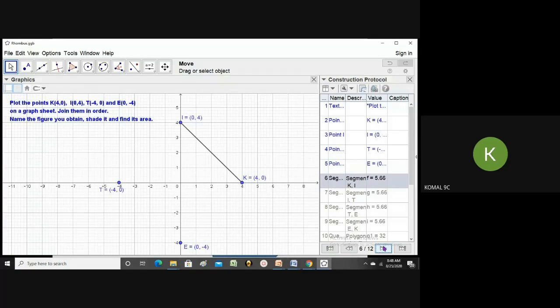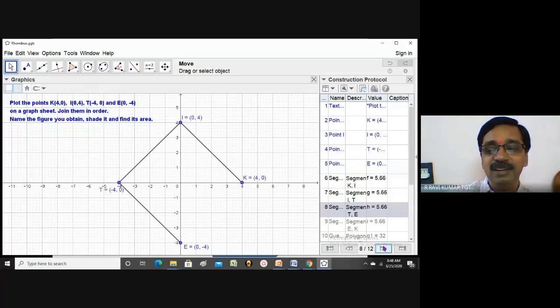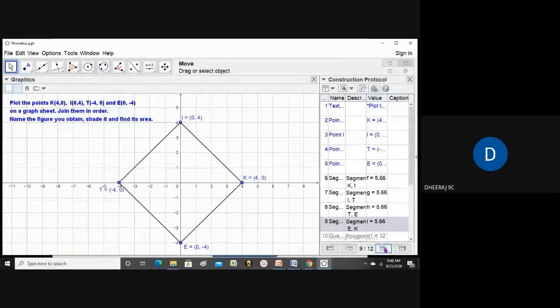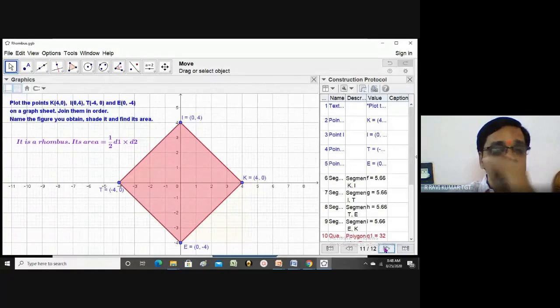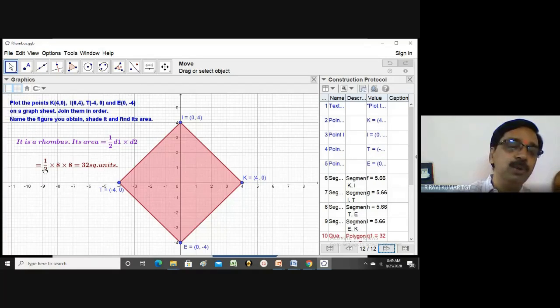It's a rhombus. We saw this problem, right? After that, you have to shade it. We colored it. Then it's a rhombus, area is half D1 D2. D1 is 1, 2, 3, 4, 5, 6, 7, 8, so 8 units is D1. Same is the length of the other. So therefore it is half into 8 into 8, 2 4 8, so 4 into 8 is 32.